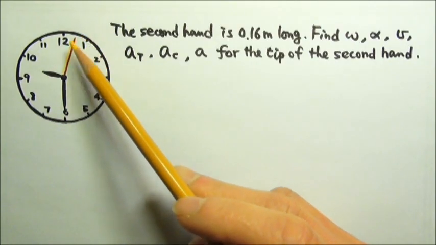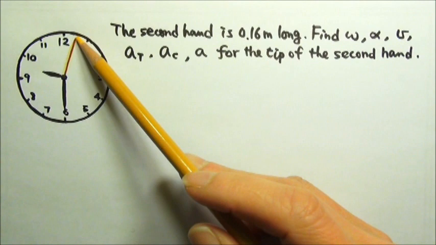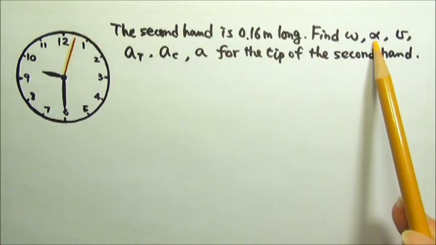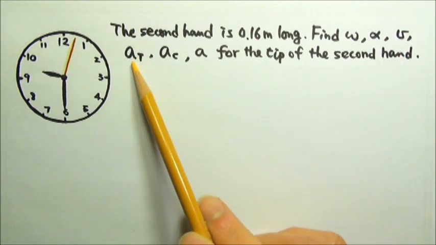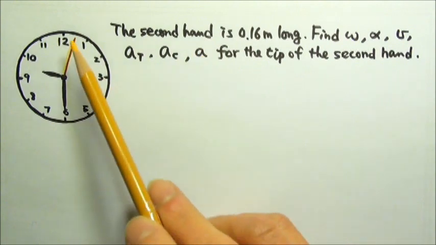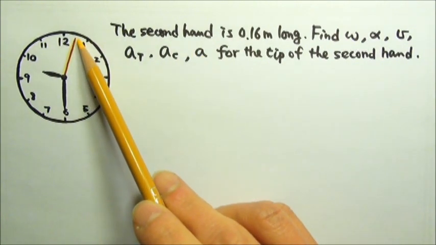The second hand of this clock is 0.16 meters long. Find the angular speed, angular acceleration, speed, tangential acceleration, centripetal acceleration, and the acceleration for the tip of the second hand.